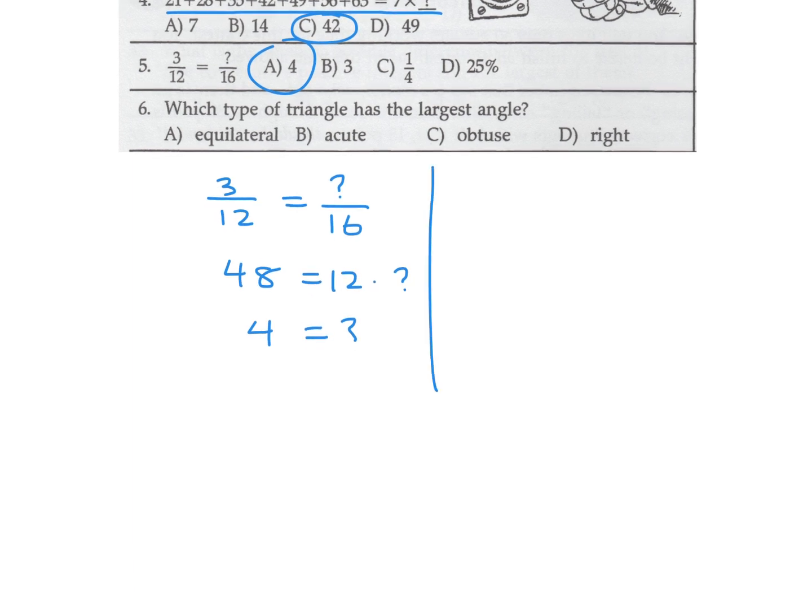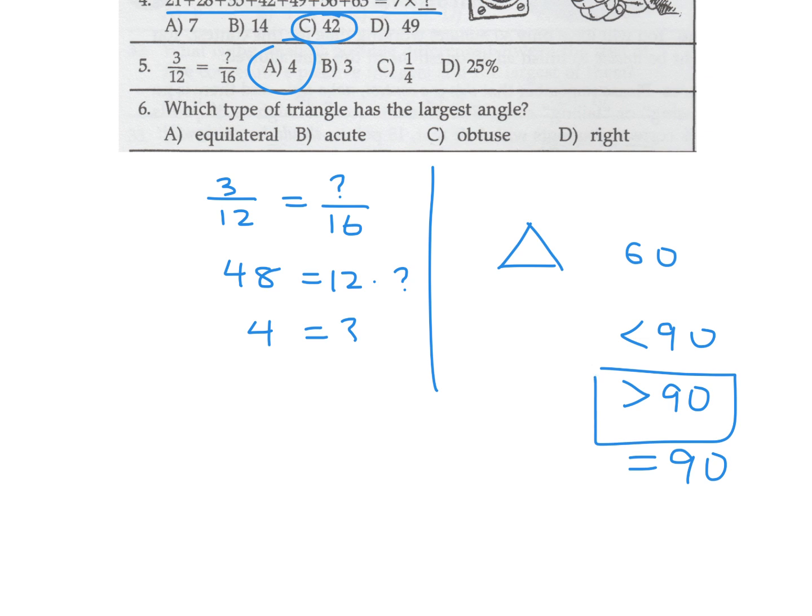What type of triangle has the largest angle? Equilateral would basically be 60 degrees for all. Acute basically means less than 90. Obtuse means the greatest angle is greater than 90. And right means equal to 90, at least one of the angles. So the one that has the largest, obviously, is this one, which is obtuse, and therefore number 6 is C.